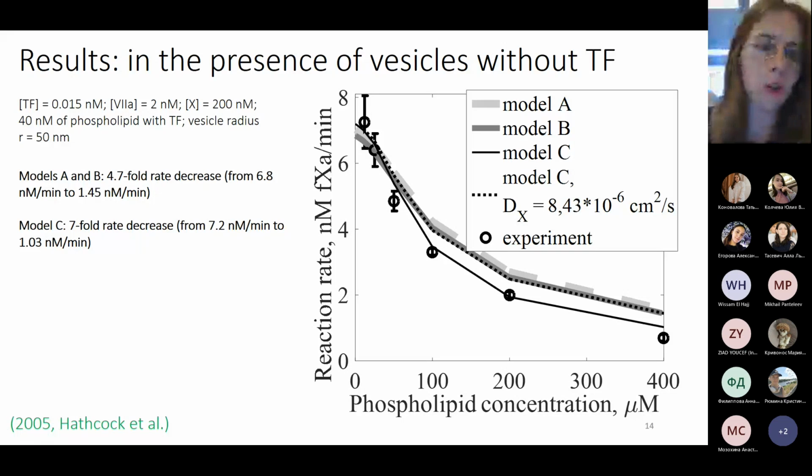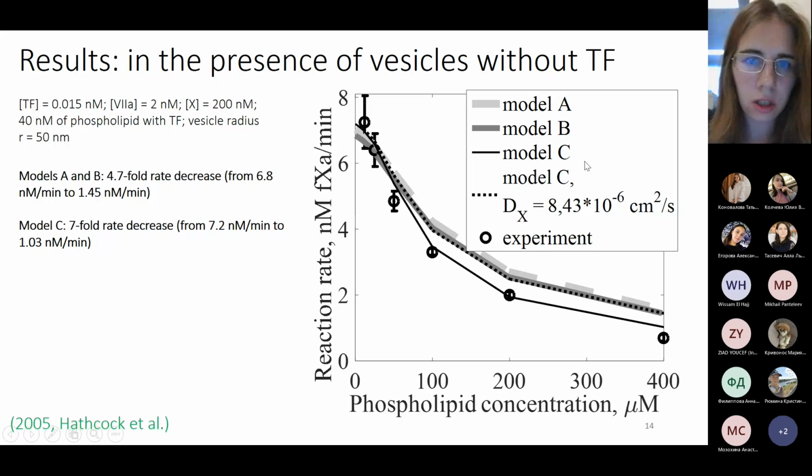We have hypothesized that there are two reasons for this reaction rate decrease. The first reason is that necked vesicles can bind factor 10 from the solution. And so this factor 10, which is bound to the necked vesicle, is not accessible for the extrinsic tenase complex. This kind of reaction is included in all three models. So in all three models, those vesicles can simply bind those factors and keep them on the surface.